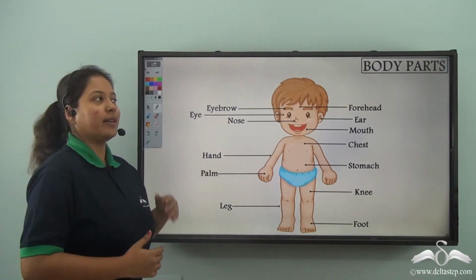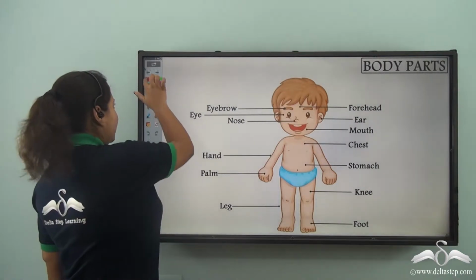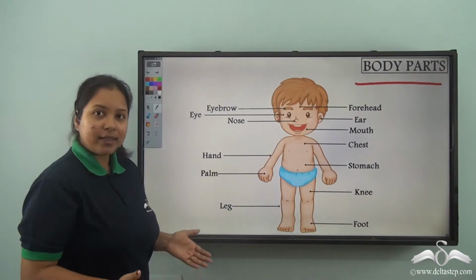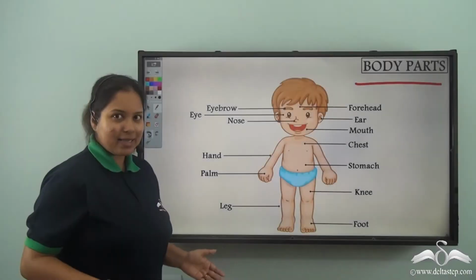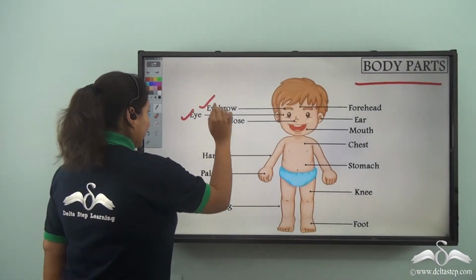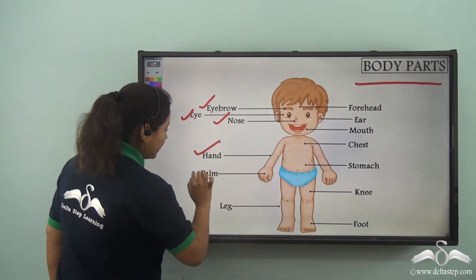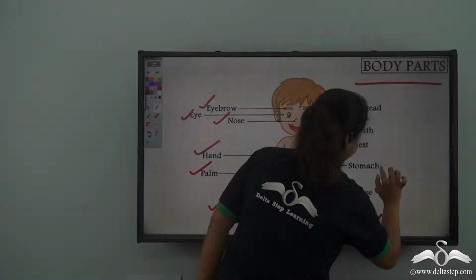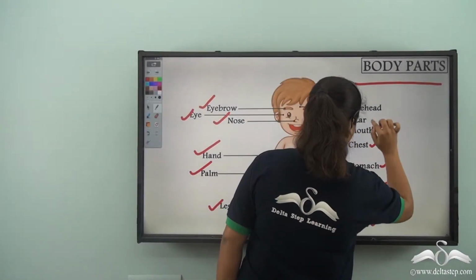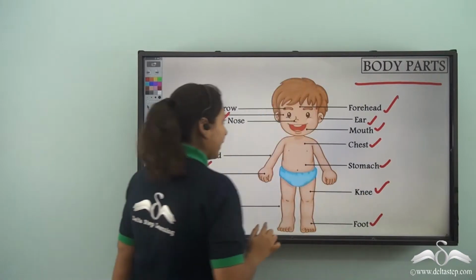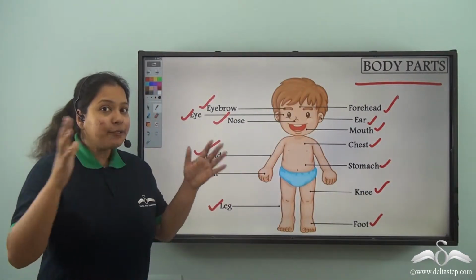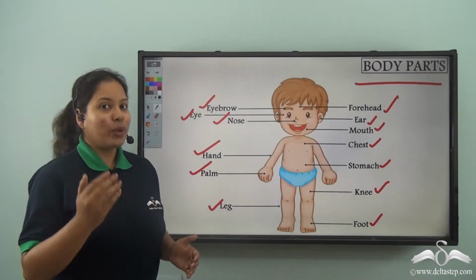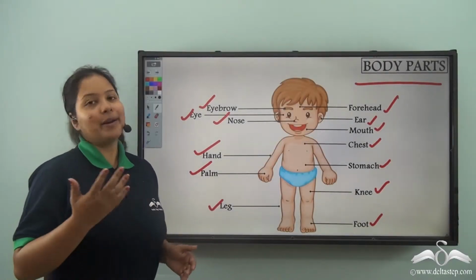Well, over here we can see these are the various body parts of human beings. What are these? Well, these are eyebrow, eye, nose, hand, palm, leg, foot, knee, stomach, chest, mouth, ear and forehead. So these are the different body parts of human beings. So let's know which are the different body parts of our plant friends.